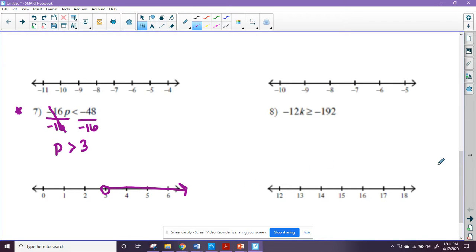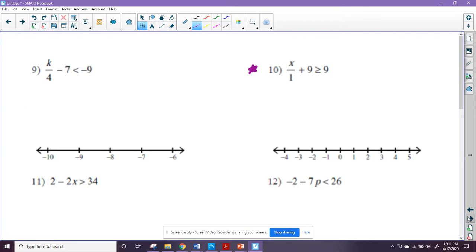So both of those were one-step inequalities. Now let's look at two-step. For number 10, do we have a loose number on the same side as x? This divided by 1 is attached to x. It's not our loose number, but our plus 9 is. We have to get rid of that plus 9. So we're going to subtract it from both sides.